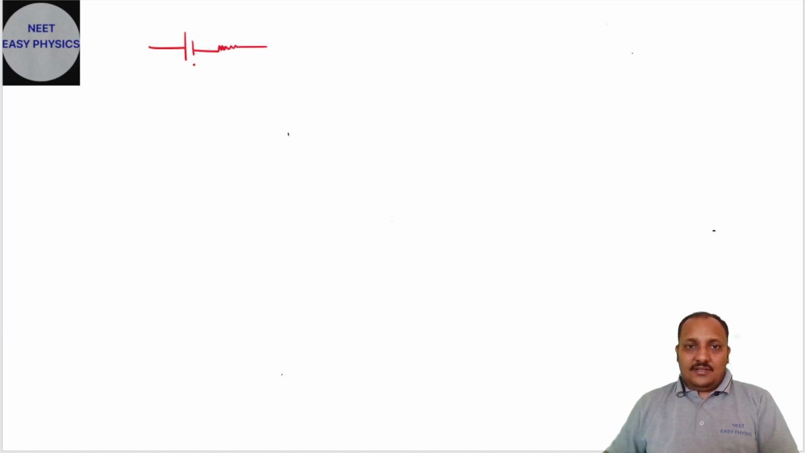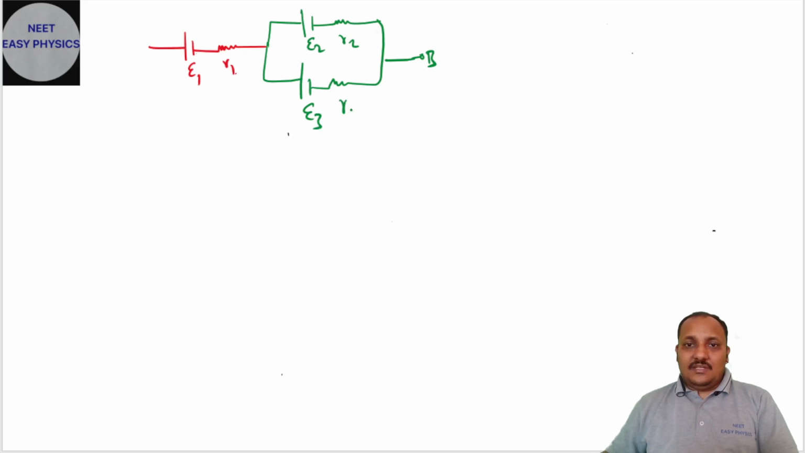A cell of internal resistance R1, EMF E1, is connected to two other cells, EMF E2, R2, and E3, R3. Let us assume this is B and this is A. Now, what is the effective EMF between A and B? What is the effective internal resistance between A and B?